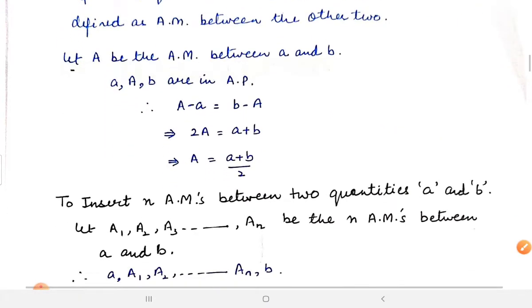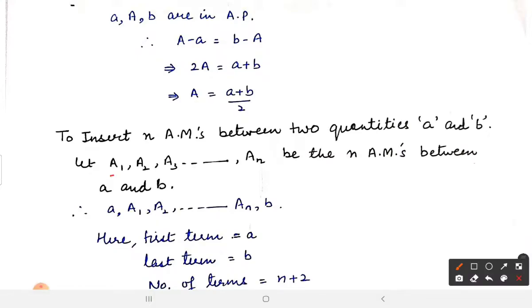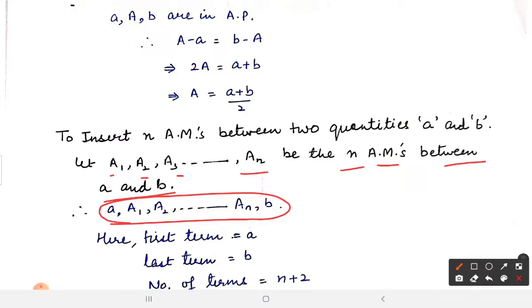Again, how will we insert n arithmetic means between any two quantities, that is a and b? In this exercise, we will learn how to insert n arithmetic means between the two quantities. n may be 2, 3, 4 or 5 and so on. So let a1, a2, a3 up to an be the arithmetic means between the two numbers a and b. So we have this arithmetic progression, where a is the first term, a1 is the second term, a2 is the third term, and the last term is b.